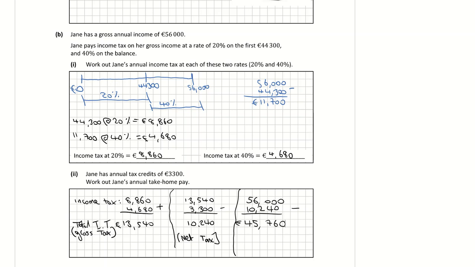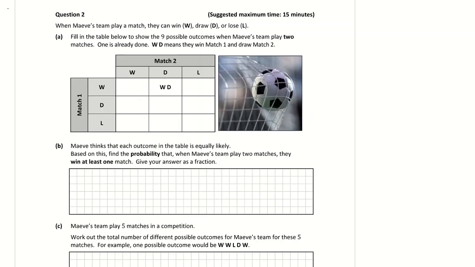Looking at question two now. When Maeve's team play a match, they can either win, draw, or lose. Part A, fill in the table below to show the 9 possible outcomes when Maeve's team plays 2 matches. One is already done, so WD is telling us that Maeve has won 1 match and drew the other.